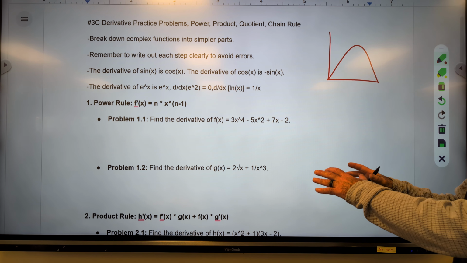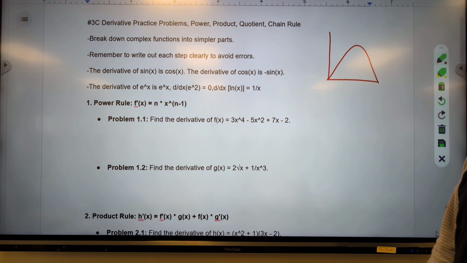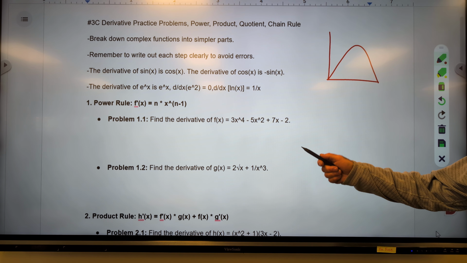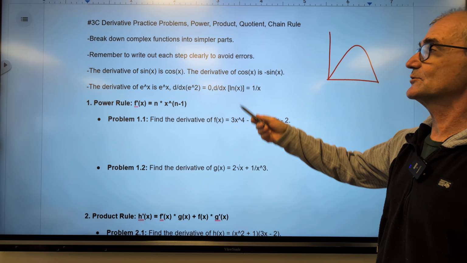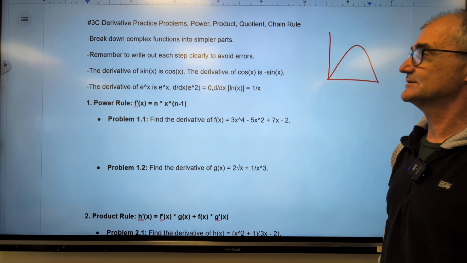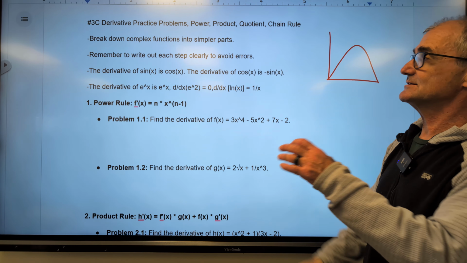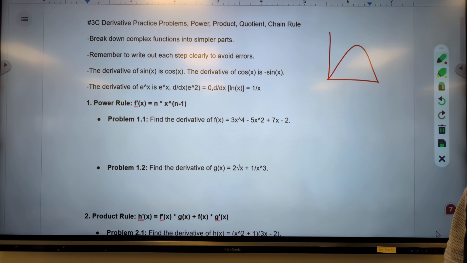The way you get good at any math, just like juggling, is with practice. So just a couple quick notes first. Make sure you simplify your function before you start looking for the derivative. Remember, write down every step pretty clearly so you don't make any mistakes.